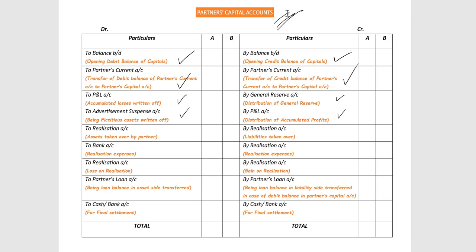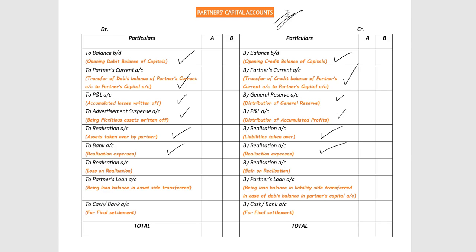For liability taken over by the partner, we will write by realization account, and where any asset is taken over by the partner, the entry will be to realization account. In case of realization expenses which have to be borne by the firm but is paid by the partner, we will write by realization account. We will also write by realization account in case of any remuneration which is payable by the firm to the partner.